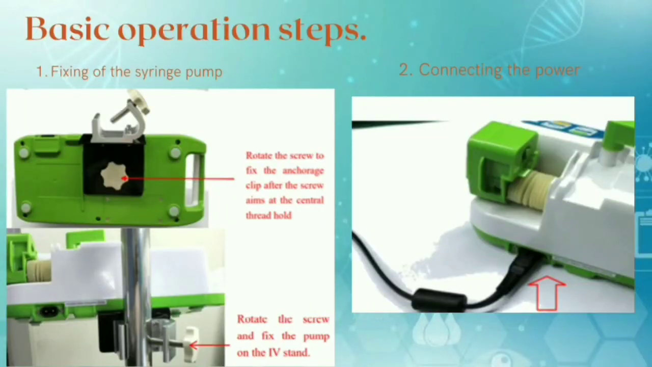Now, let's see what are the basic operation steps. First step is fixing the syringe pump. First, we need to fix the syringe pump on the stable infusion stand. Second step is connecting the power. Here, we need to connect into the power supply.